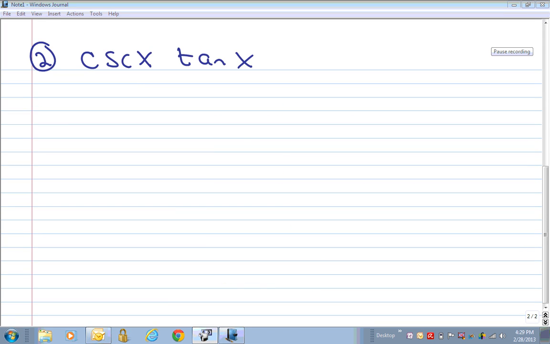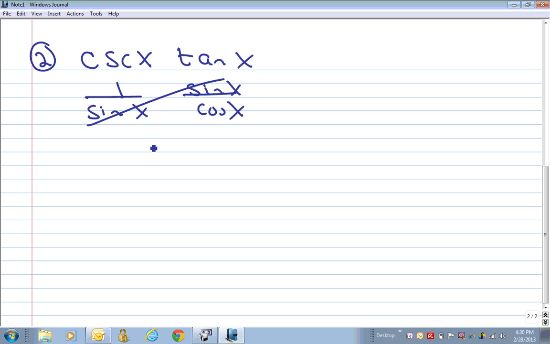All right, here we have number 2, which is cosecant x times tan x. Again, no squared, so we don't even think about Pythagorean. We're going to go straight to our reciprocal identities. Cosecant can be written, we just did that, as 1 over sine x. And tan is sine x over cosine x. This time our sines cancel, and we would end up with 1 over cosine x.